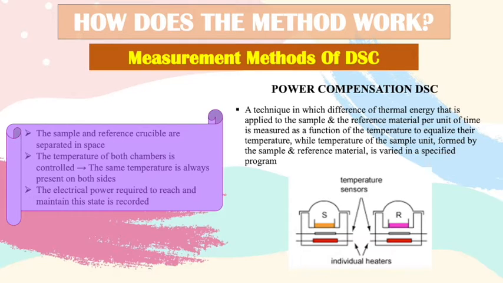The sample and reference cubicles are separated in space. Then, the temperature of both chambers is controlled so that the sample temperature is always present on both sides. Instead of the temperature difference between the two cubicles, the electrical power required to reach and maintain this state is then recorded in power compensated DSC.